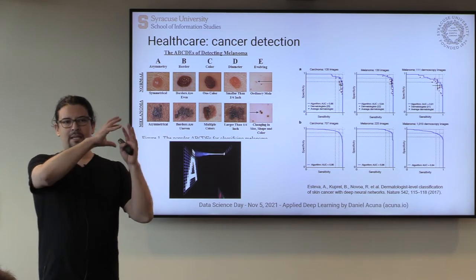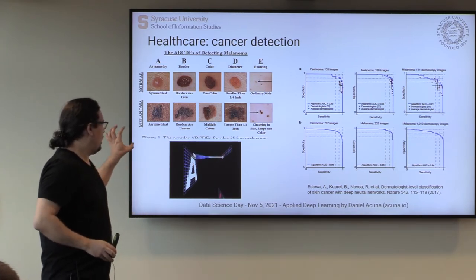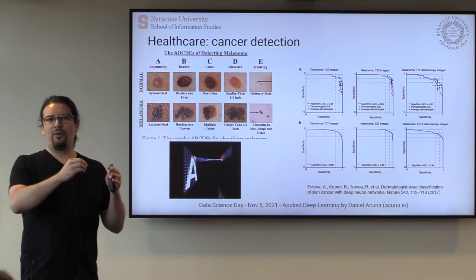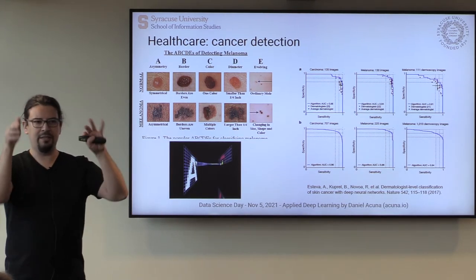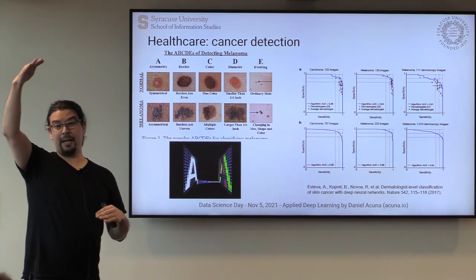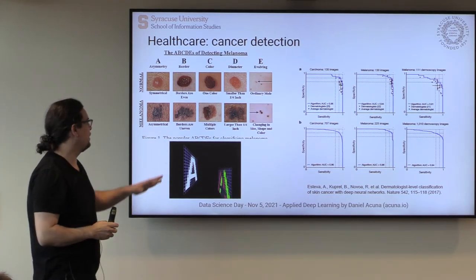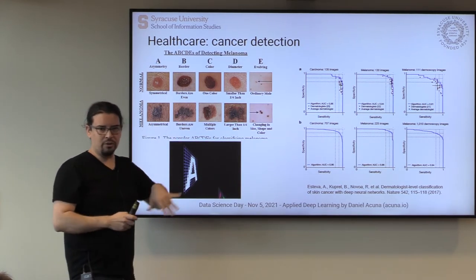The idea is that you pass these filters through the image, and as I was saying before, the first filters detect simple features like borders and things like that. But once you move up in the hierarchy, they start detecting more sophisticated things like irregular borders or colors and things like that.